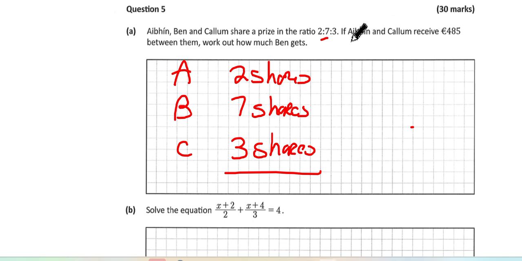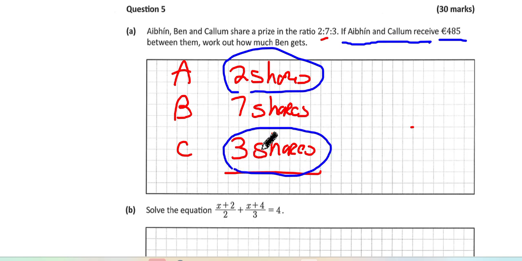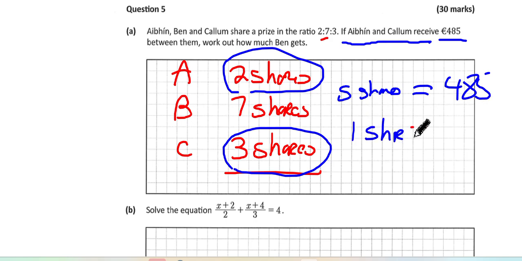Read the question again. Aveen and Callum combined receive 485. How many shares do Aveen and Callum have combined? No, that's how much money they get. How many shares did they have? 5 shares, exactly. So 5 shares, divided by 5 to find 1 share. So what's 1 share?